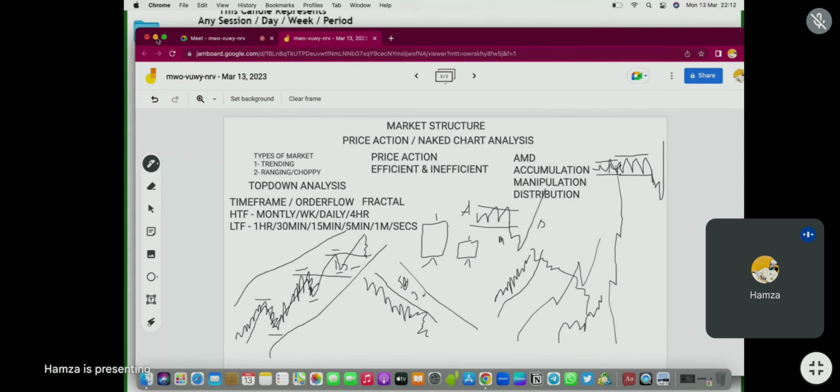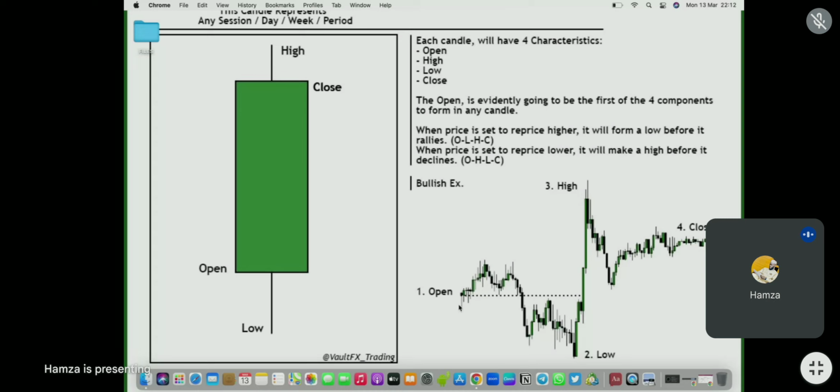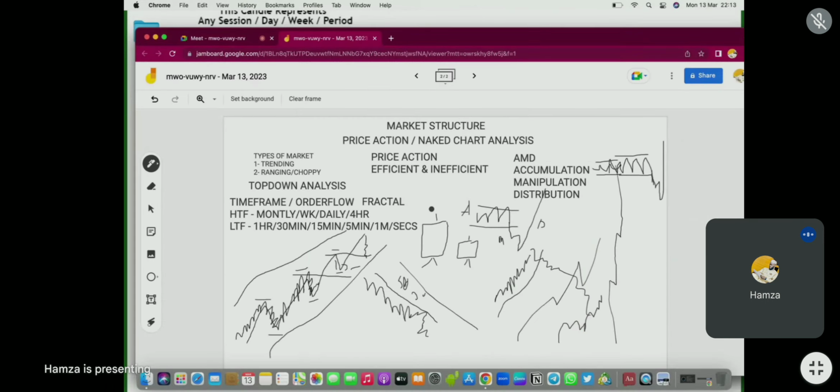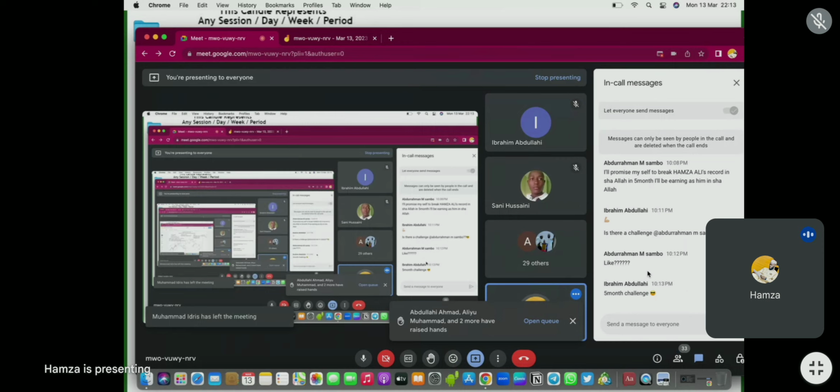Look at this. Accumulation, equal highs, equal lows, and then suddenly we had a manipulation that broke out of the range, and then suddenly we had a distribution. Can you see? And then boom, price is back to accumulating again. Same cycle over and over and over again. I hope it's making sense now, guys.